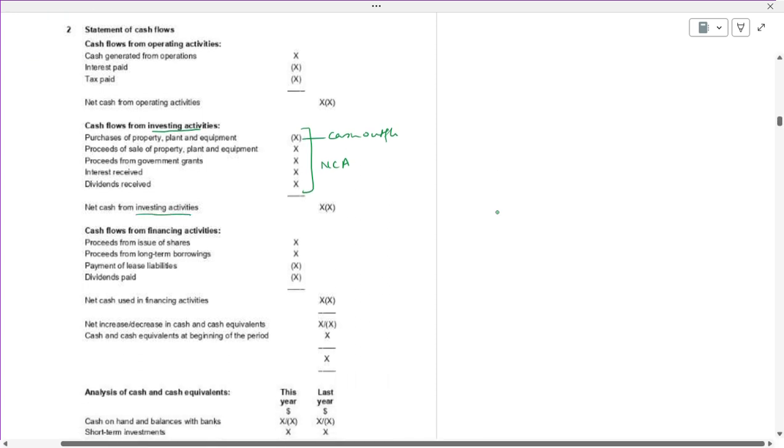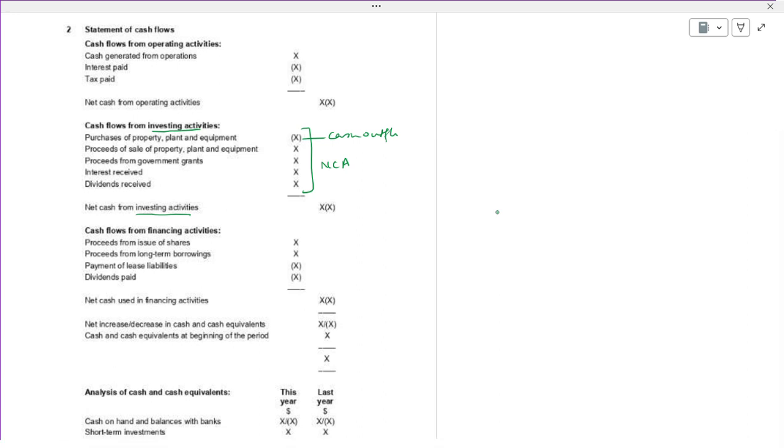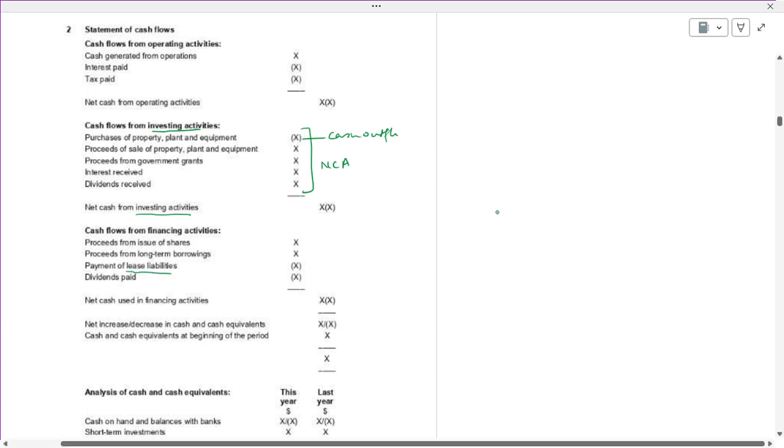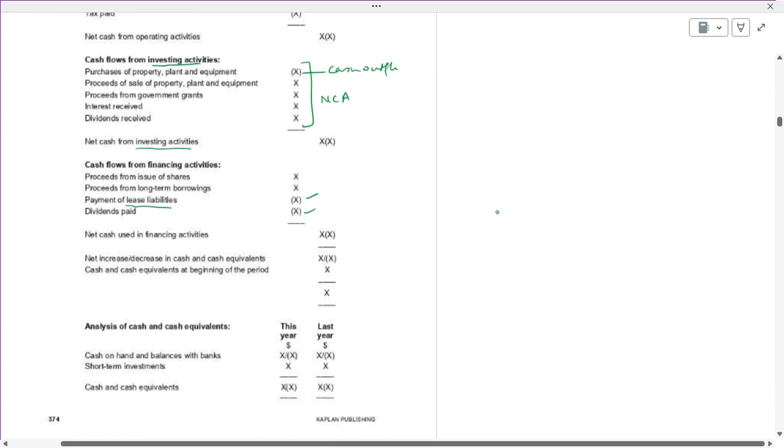The third one is financing. In financing, if you have sold any shares or got any loans, you have to add. If you have paid lease liabilities, now you understand lease liabilities. Without going to the lease chapter, you will not understand anything. Any lease liabilities we have paid should be deducted, and any dividends as well. In the end, you will have the increase or decrease in cash.